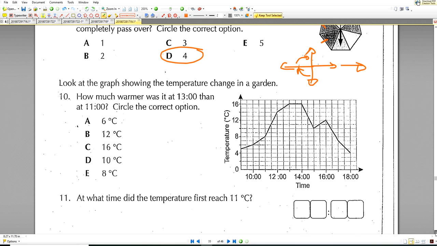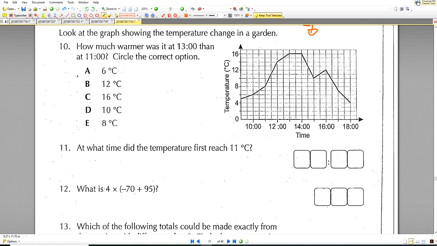Next question. Question number 10. Look at the graph showing the temperature change in a garden. How much warmer was it at 1300 than 1100? Let's have a look. From 13 to 11. So where's 11? 10, 11 will be halfway. Go up, we hit the graph, and we go across. So at 11 o'clock, what was the temperature? The temperature was 8. Now let's have a look at the temperature at 1300 hours.